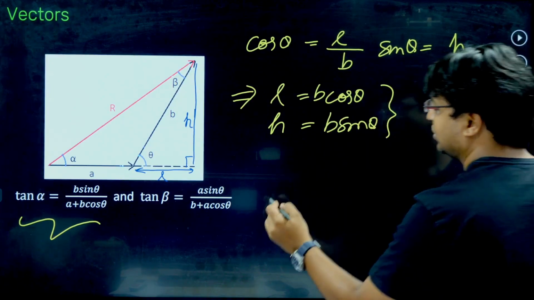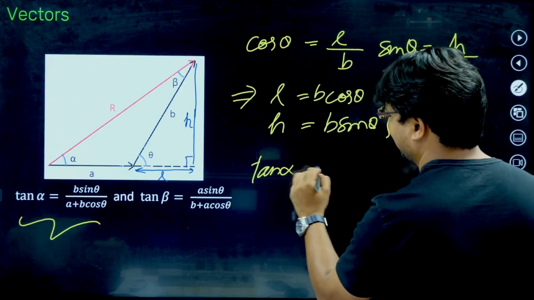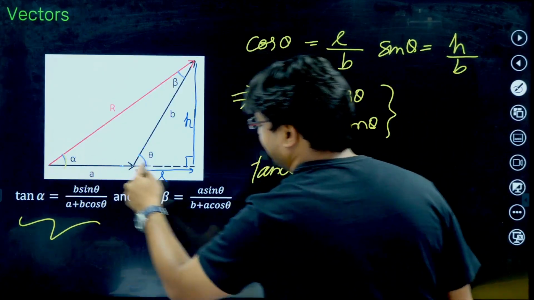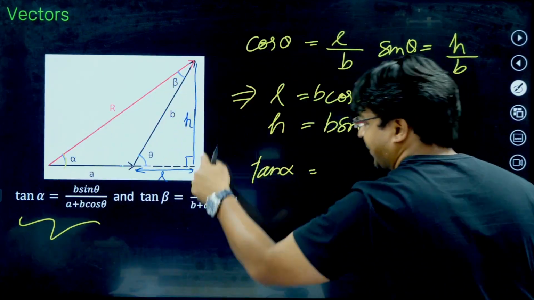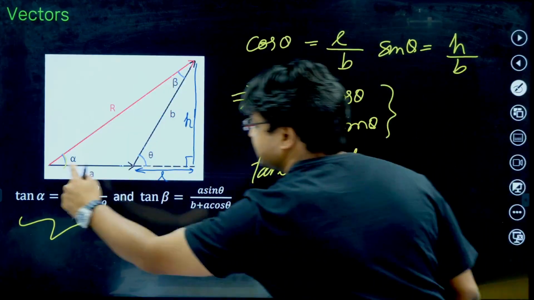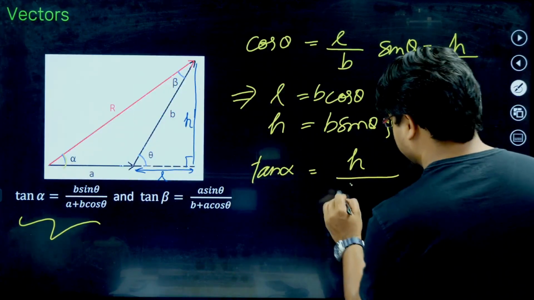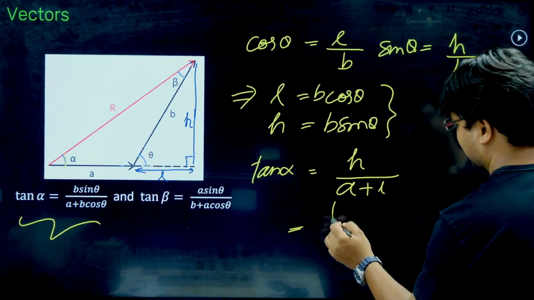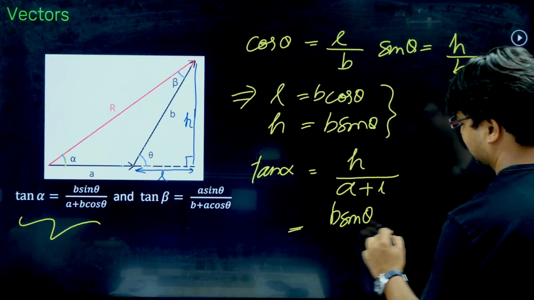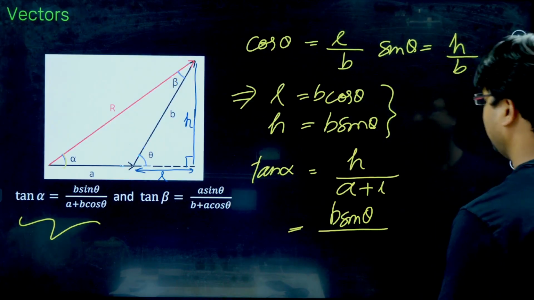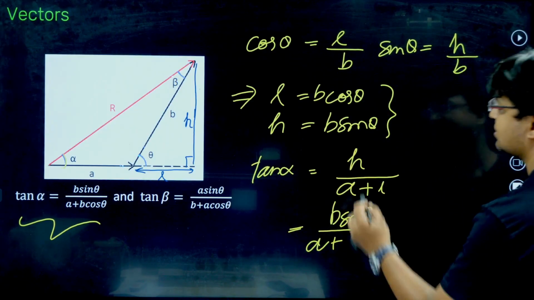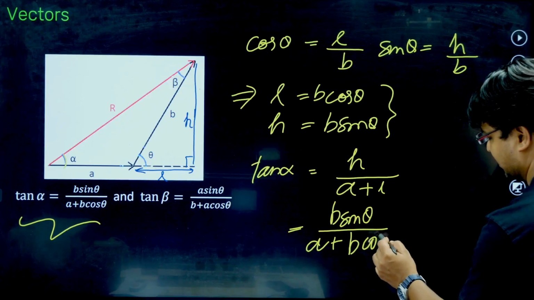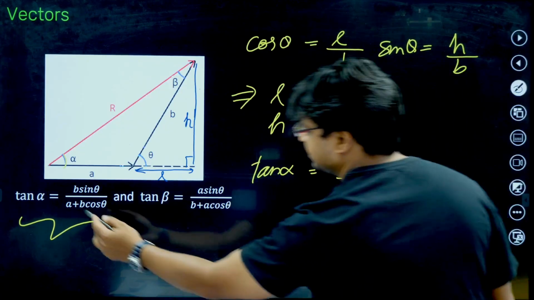And then notice that if I'm trying to write tan alpha using this entire triangle, then perpendicular is H and base is A plus L. So H will become how much? It is B sin theta, and then A plus L. L is how much? It is B cos theta. So notice that this is the same formula that is written here.